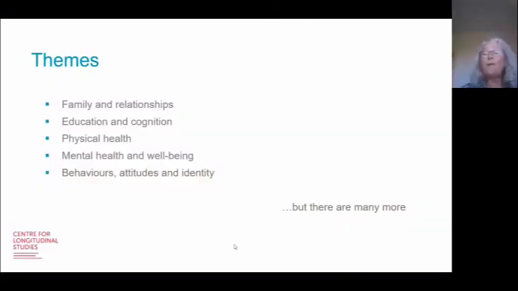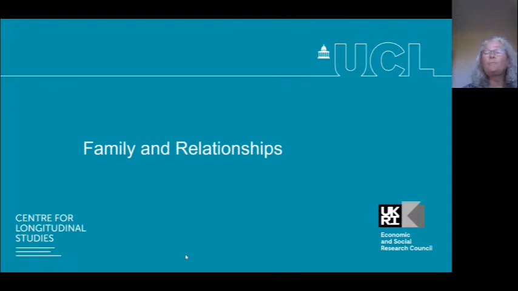So, okay, here are the themes I'm going to run through in a bit more detail. You might consider these to be your main explanatory variable of interest or the main dependent variable of interest. For example, you might want to look at the relationship between mental health and educational attainment, or family relationships and behaviours and attitudes and so on. These areas of interest should be embedded in the literature. So let's start with family and relationships.